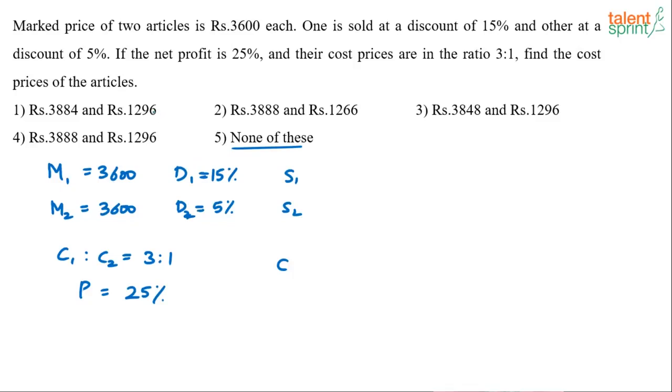For example, I know that this is C1, this is C2, this is C1, this is C2, and so on. If you see, the ratio is 3:1. So we know that C1 should be 3 times C2. Yes or no? What does it mean? C1 should be equal to 3C2. Now, if I multiply 1296 by 3, see, this number ends in 6. When a number ends in 6 and you multiply it by 3, the answer should end with 8. But this option is ending in 4. So this cannot be the answer.